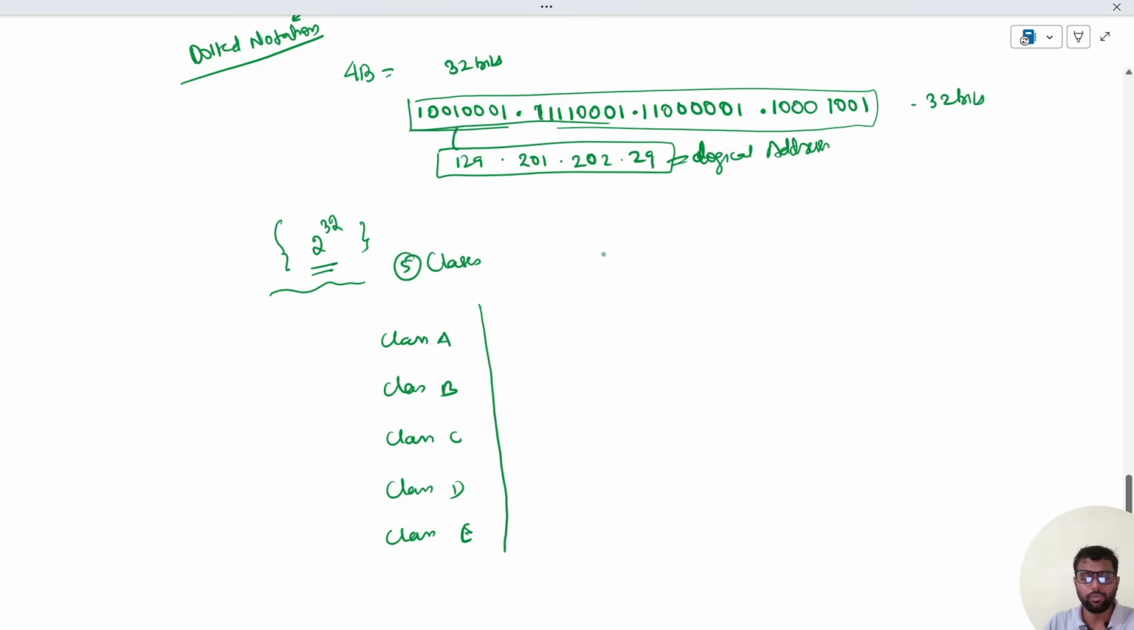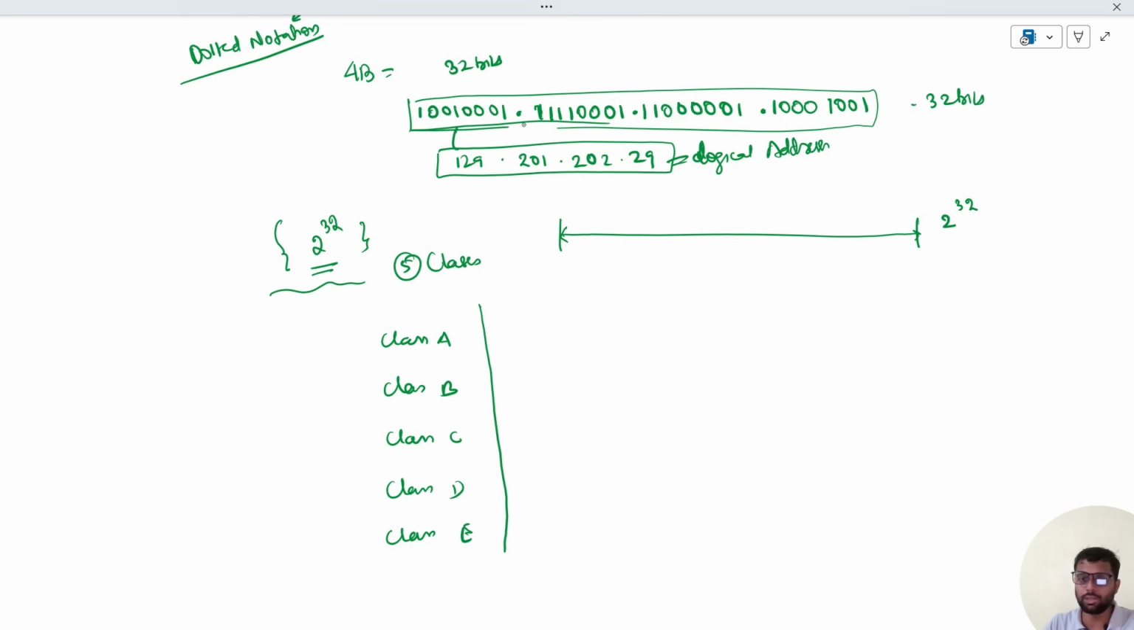Now these are the 5 classes. Suppose this is the range of addresses, our 2 raised to the power 32 addresses. We want to categorize these addresses into 5 classes. Why? So that special addresses could be used for special purposes and general addresses for general purposes. We should also keep track of which class of address belongs to which network, so that administration can be done easily. For that purpose, we have divided the addresses into 5 classes under classful addressing.